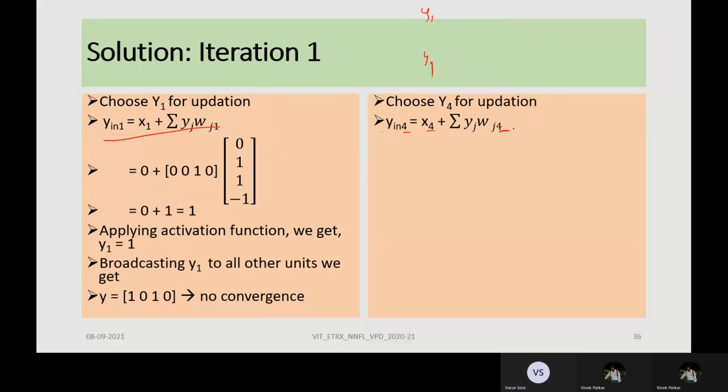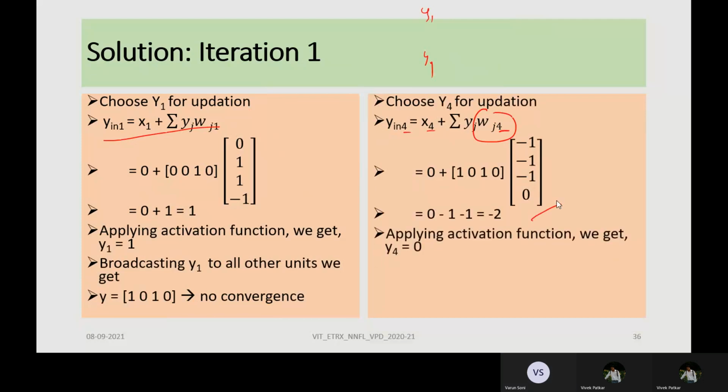Correct, sir. अभी मैं कौन सा कॉलम लूंगा वेट मैट्रिक्स का इधर इसके लिए? The fourth column. फोर्थ कॉलम. Good. So this fourth column I have taken. Okay. Yes, sir. And I will apply the activation function and I get this as 0.